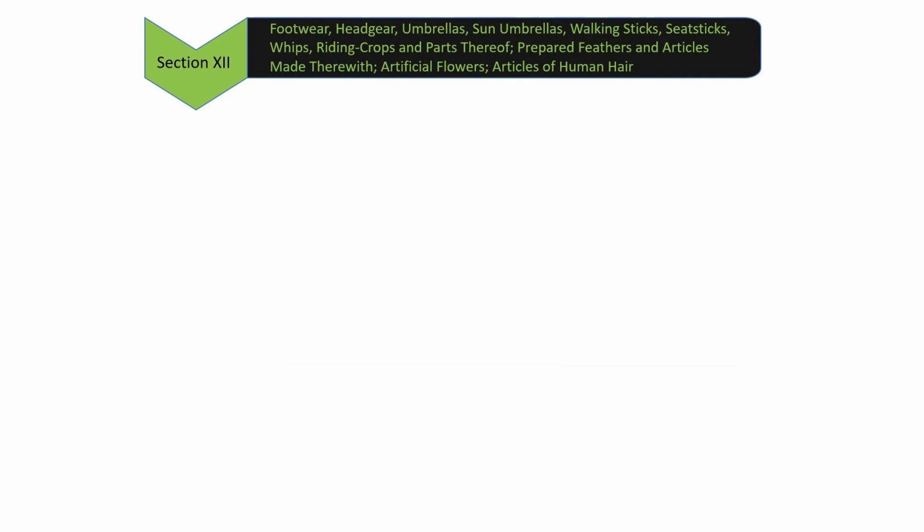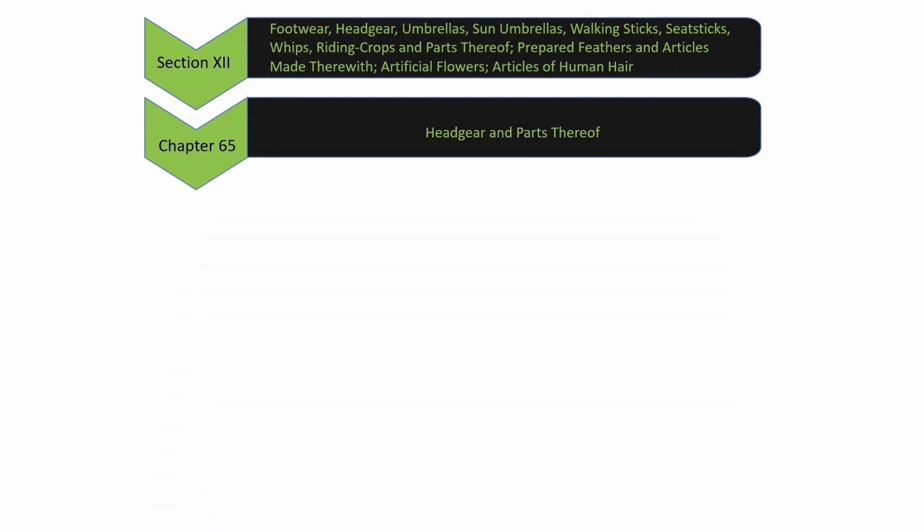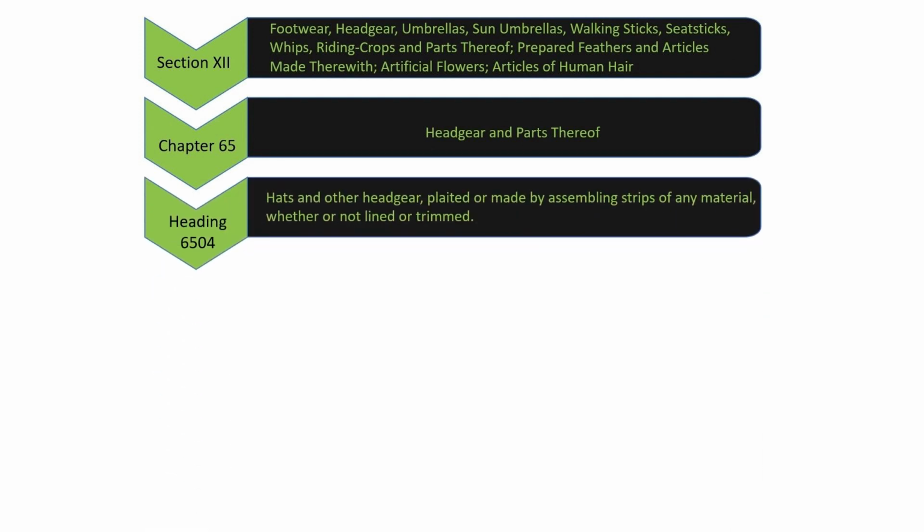The first 2 digits correspond to the chapter to which the product belongs. Straw hats are under chapter 65, headgear and parts thereof. Now the first 4 digits correspond to the heading. In this case, the hats are under heading 6504, hats and other headgear plated or made by assembling strips of any material, whether or not lined or trimmed.